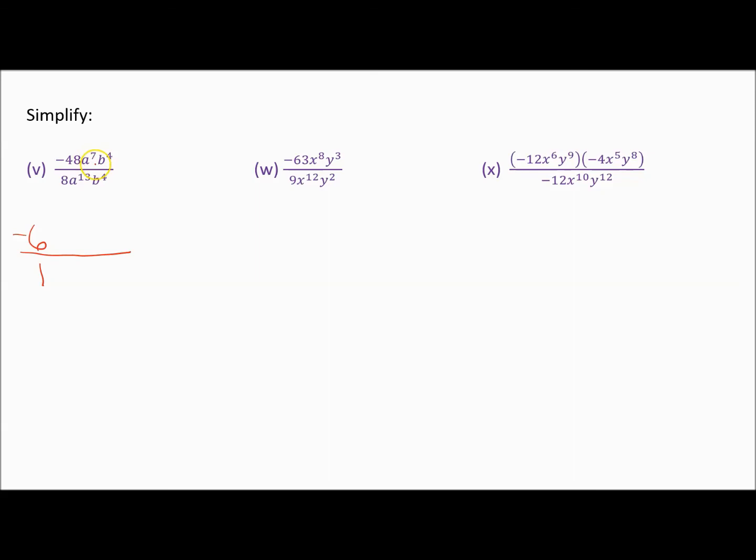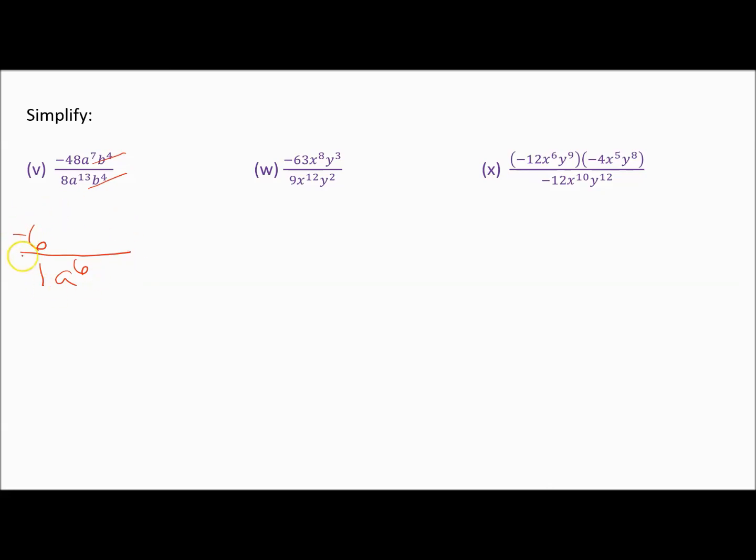Now look at my a values. I have an a to the 7th and an a to the 13th. Remember, rule is bigger minus smaller. Leave the base where the bigger one is. So the bigger's in the denominator. 13 minus 7 is 6. So a to the 6th goes in the denominator. B to the 4th and b to the 4th cancel. Or you think about that as b to the 0, which is just 1.